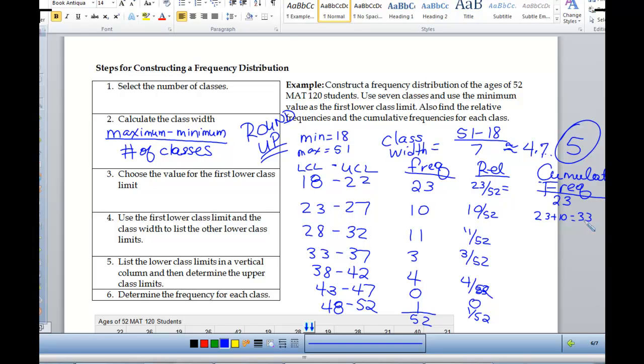The next one would be what? 44. Okay, we add the 23, 10, and 11. And then we get 47, 51, 51, and then finally 52. So by the time we get to the last of our cumulative frequencies, that should be equal to our sample size. Okay?